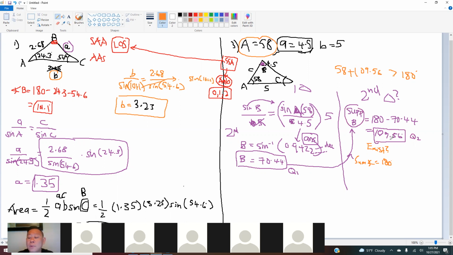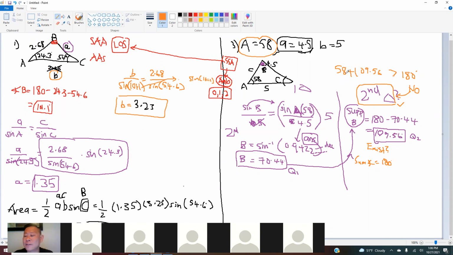If you add this number, the supplement of B of the second triangle, and this one, is that number greater than 180? No. So if you say no, it means that we will have a second triangle. The reason why is because the sum is less than 180 in this case.